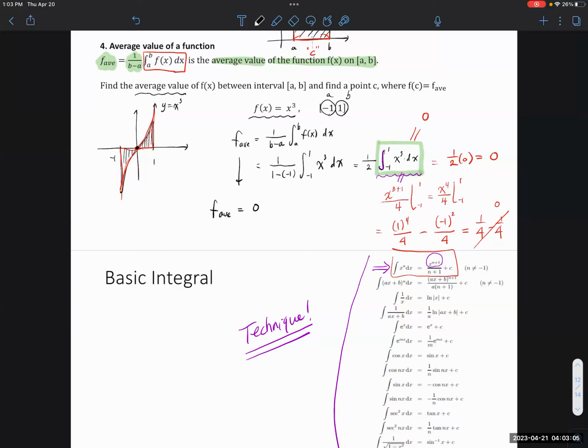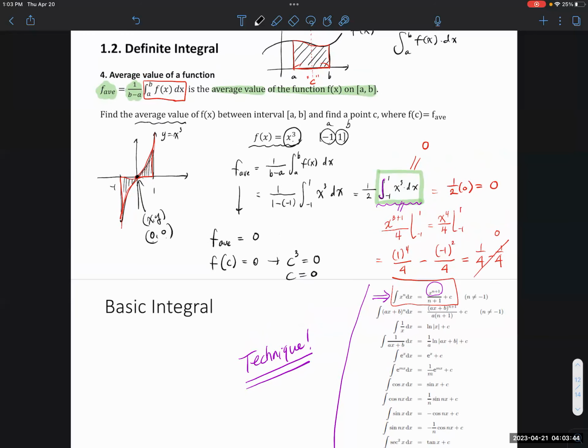So the average value is 0, but this is the outcome. I want to know what x gives you the outcome 0. So we want to find out what is x comma y at the moment. The function is x to the 3. It means c to the third is 0. So we have only one option, c equals 0. Therefore, (0, 0), because when you plug 0 into this function, the outcome is 0. So (0, 0) is the average point of this function. This is the average value theorem, and we just proved that (0, 0) is the average value.